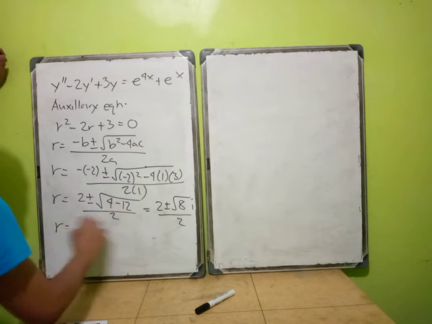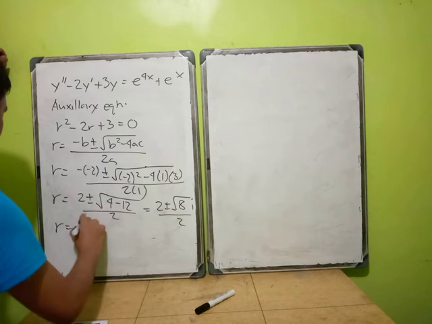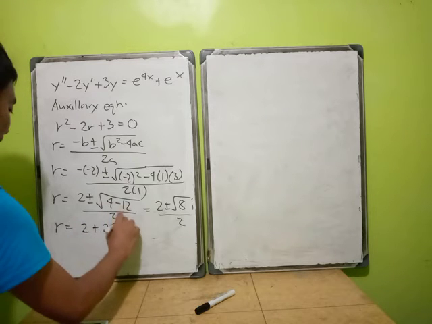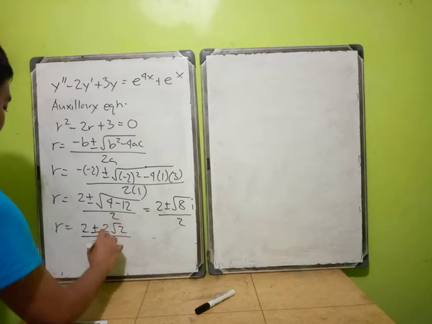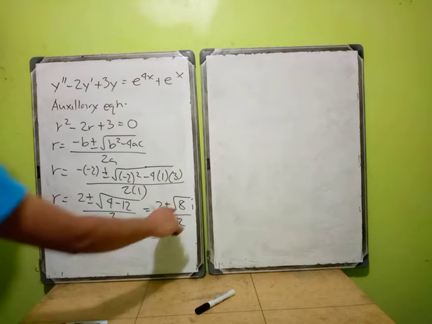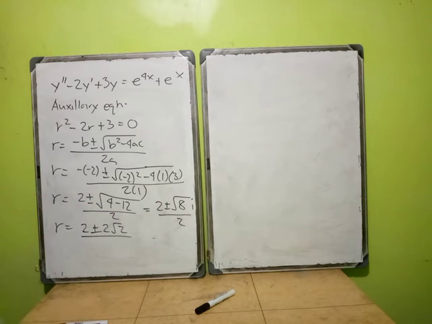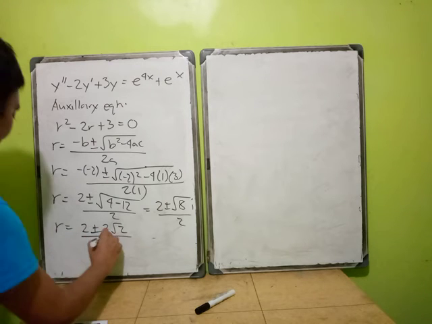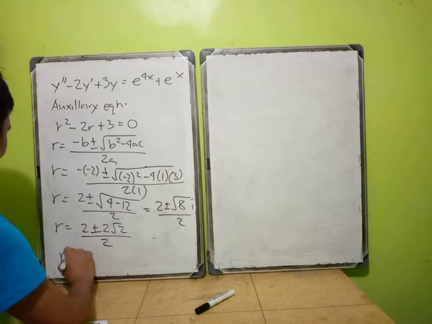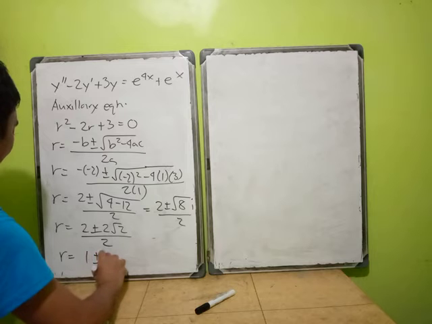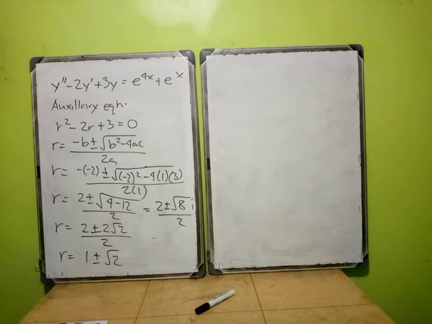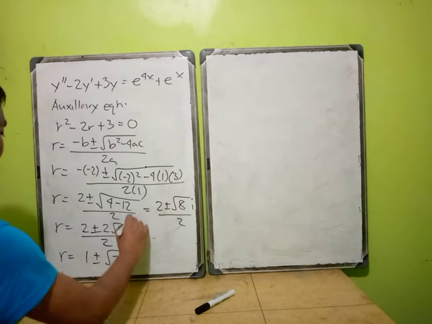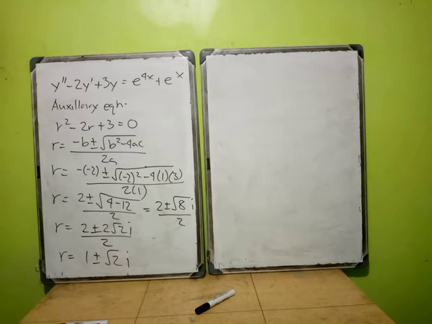There is a 4 inside here, so it is equivalent to 2 plus or minus 2 square root of 2. We remove the 4 inside, so the square root of 4 is 2, over 2. Therefore, r is equal to 1 plus or minus square root of 2. Okay, so this is case 3, in which we have complex roots.